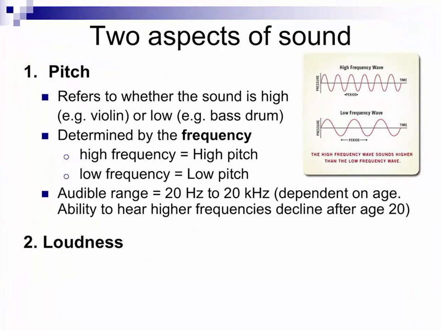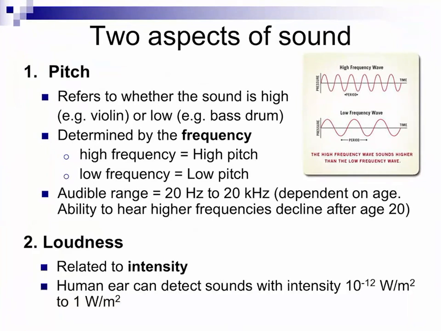Okay, and the other aspect of sound is loudness. We can classify sound in terms of its loudness. When we say loudness, it's the intensity of the sound, and we'll go into more detail on each of these aspects. The human ear can detect intensity from 10 to the minus 12 to 1 watts per meter squared. We'll go into more detail about this intensity range later on, but first, let's talk about pitch.